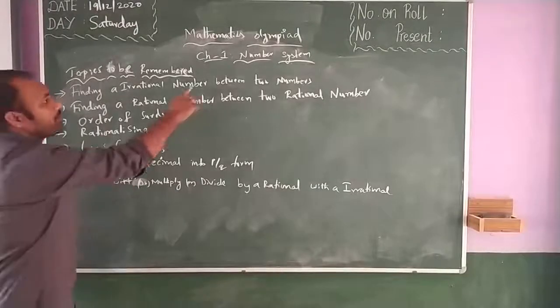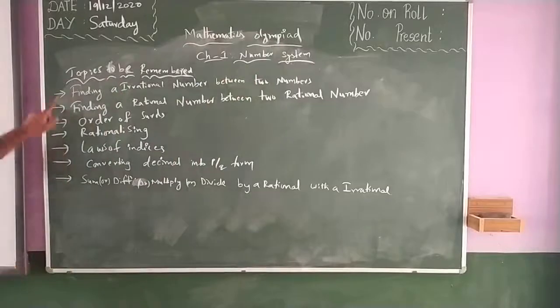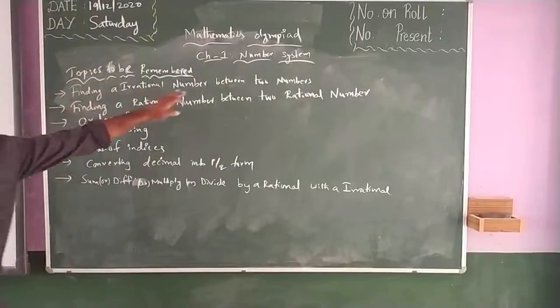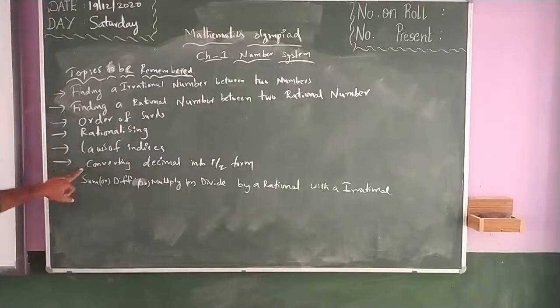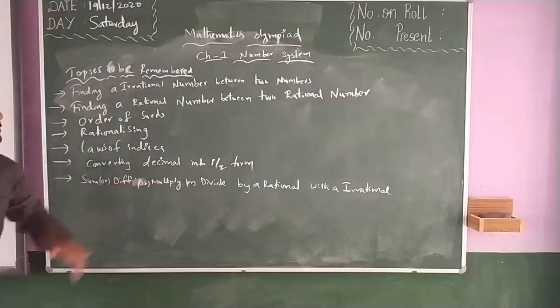So in this Chapter 1, we are going to discuss the topics which we have to remember. First one is finding a rational number between two numbers, finding a rational number between two rational numbers, order of surds, rationalizing, laws of indices, converting decimal into p by q form, sum or difference or multiply or divide of a rational number with an irrational number.